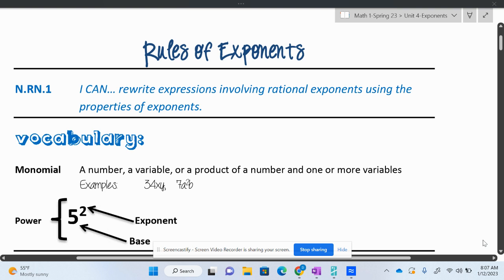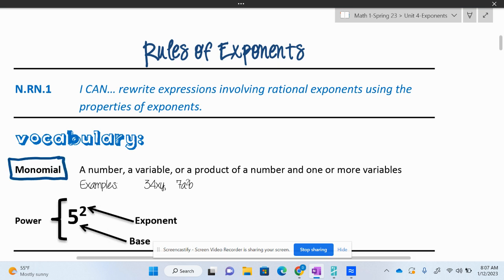So the first word that we have as a vocabulary word is the word monomial. Okay, so underline that word. Oliver, I want you to close your Chromebook. You don't need it open. Okay, close that up. You don't need it open.